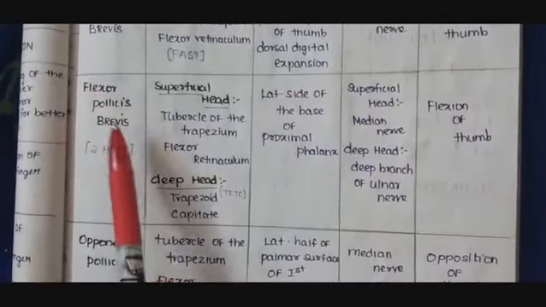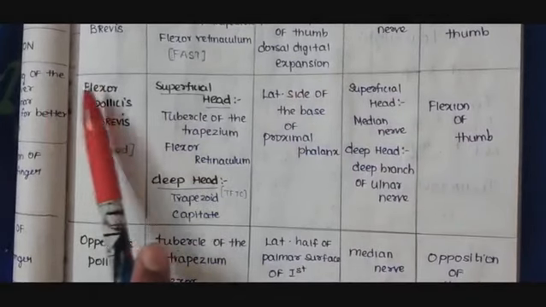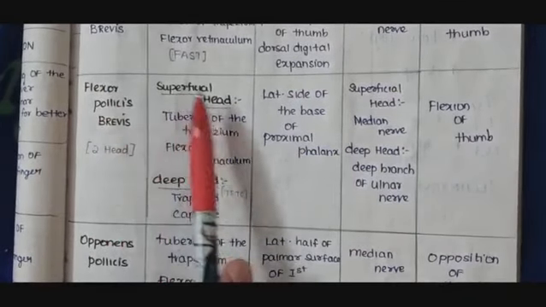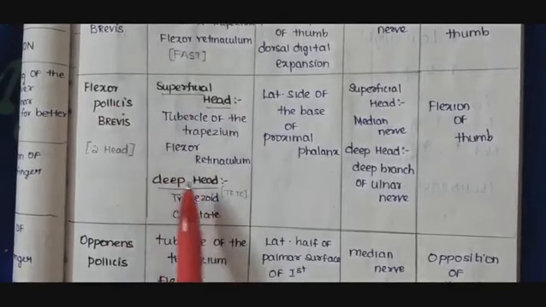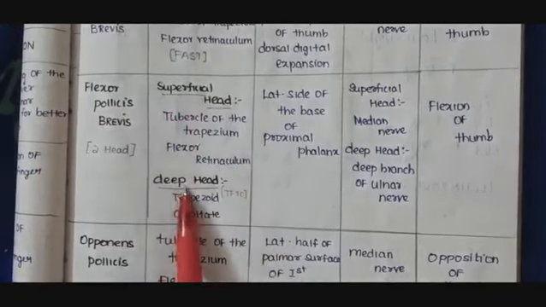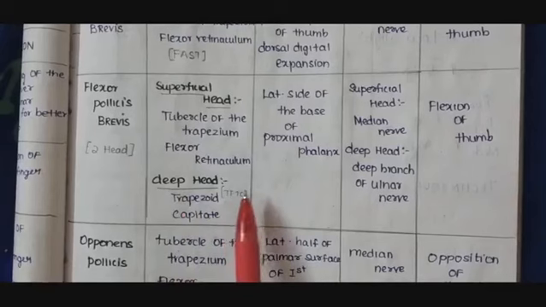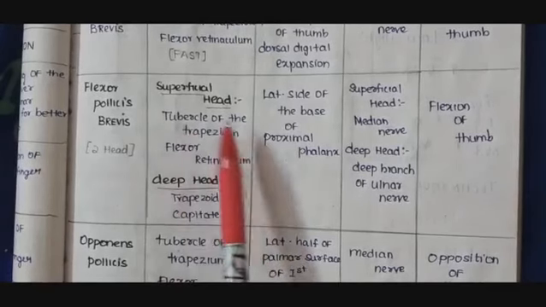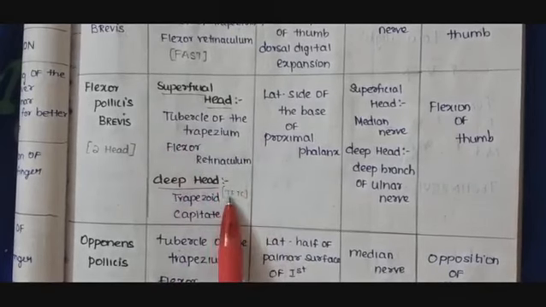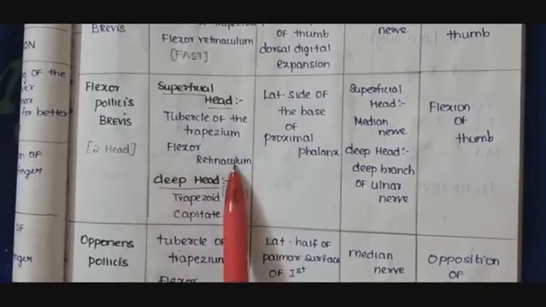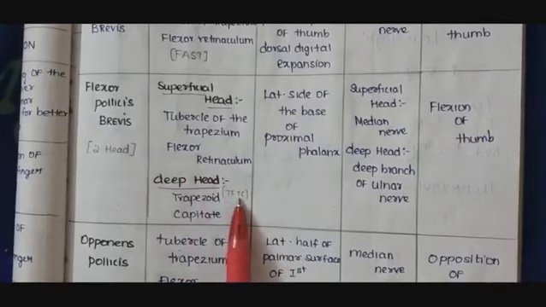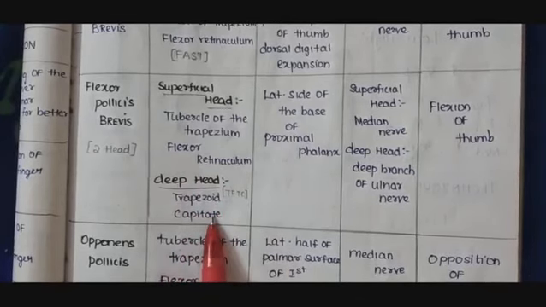Now, let us discuss the flexor pollicis brevis in detail. This flexor pollicis brevis has 2 heads, namely superficial head as well as deep head. In order to remember the origin, you have to remember the mnemonic TFTC. That T stands for tubercle of the trapezium. F stands for flexor retinaculum. T stands for trapezoid and C stands for capitate.